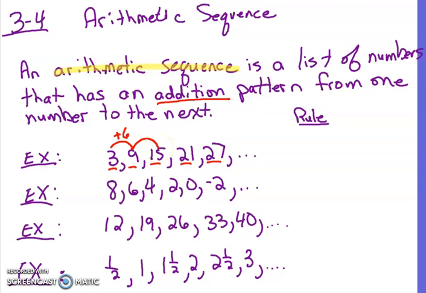So 9 and then plus 6, is it 15? Well, it looks like it is. And then we're adding 6. So yeah, the pattern stays the same. So the rule is I'm adding 6 to that list. So there is an addition pattern on that.